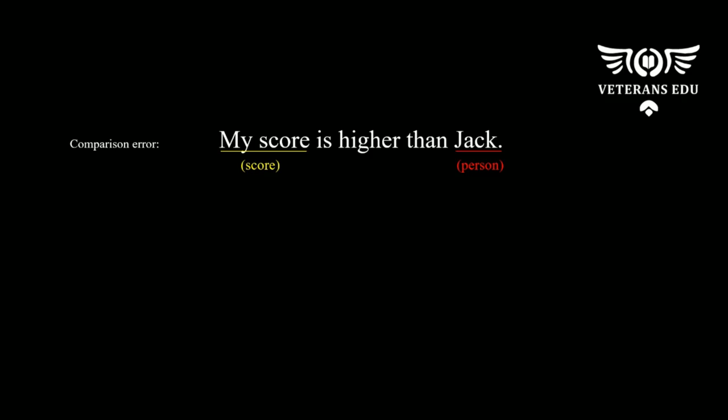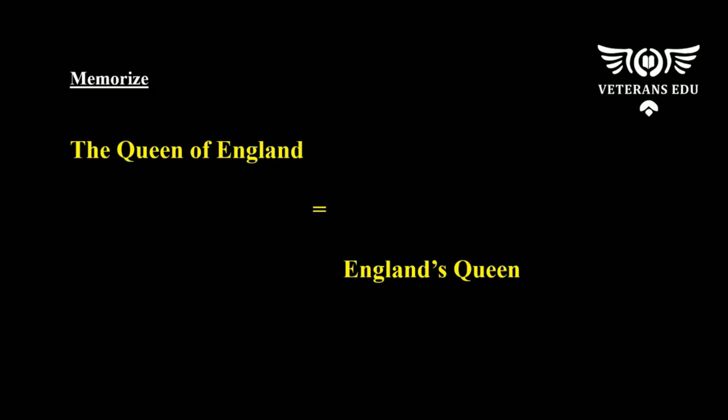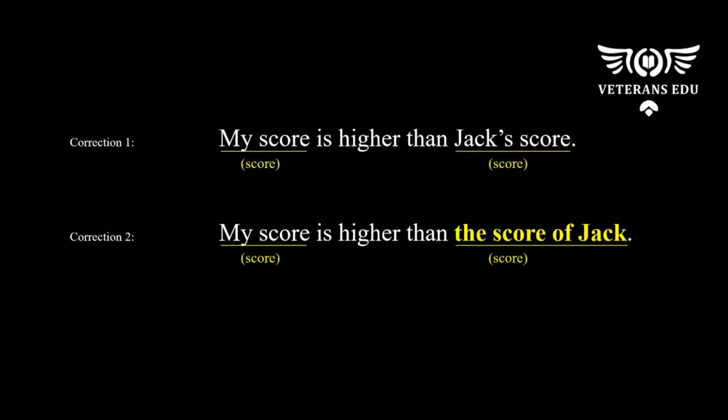Option number 1, my score is higher than Jack's score. Option number 2 involves the fundamental I've just taught you. If Queen of England equals England's Queen, and if England's Queen equals the Queen of England, another way of writing Jack's score would be the score of Jack. Therefore, I can always write it like this. My score is higher than the score of Jack. And both sentences on the screen are grammatically correct, making a logical comparison.